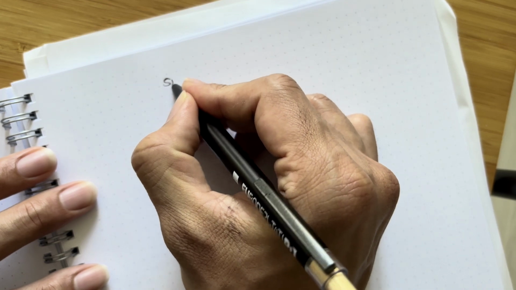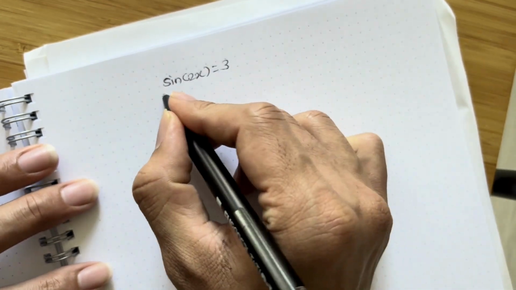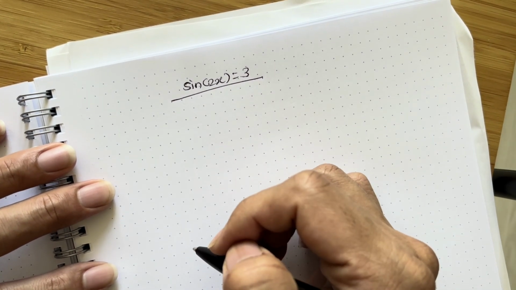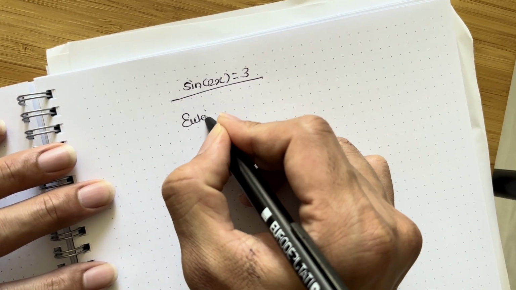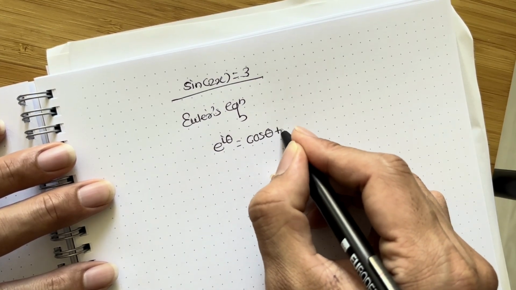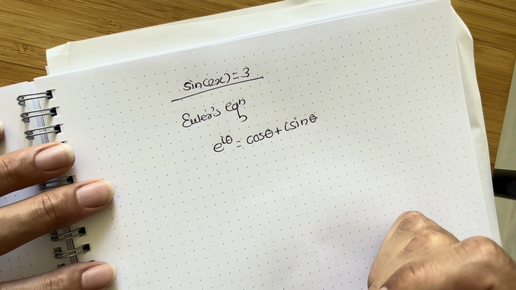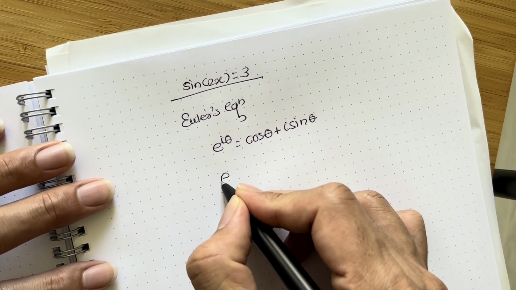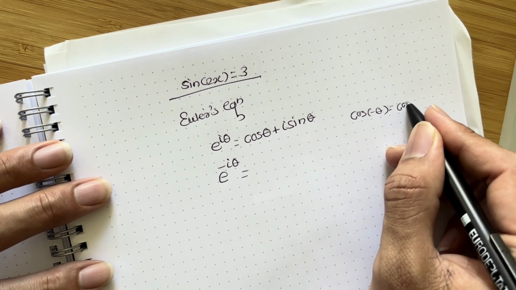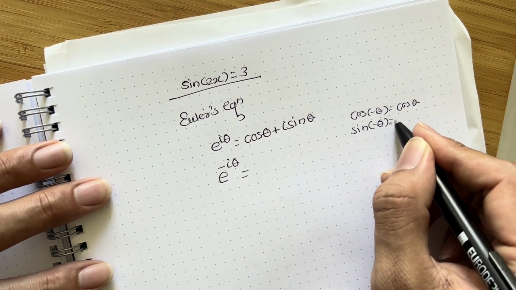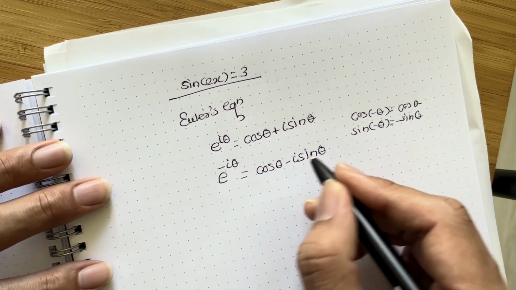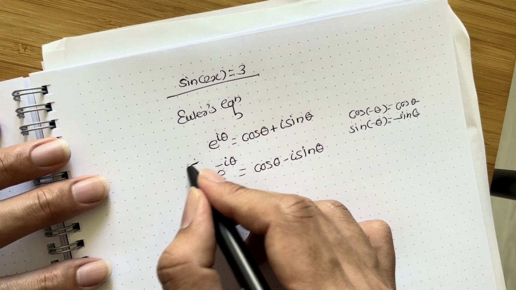So what do we have? Sine of 2x equals 3. Now you know the famous Euler's equation, which is e to the power i theta equals cos theta plus i sine theta. This is one of the equations. And if we put e to the power minus i theta, since cos of minus theta equals cos theta and sine of minus theta equals minus sine theta, what we get is cos theta minus i sine theta. And if we subtract these two equations, what do we have?